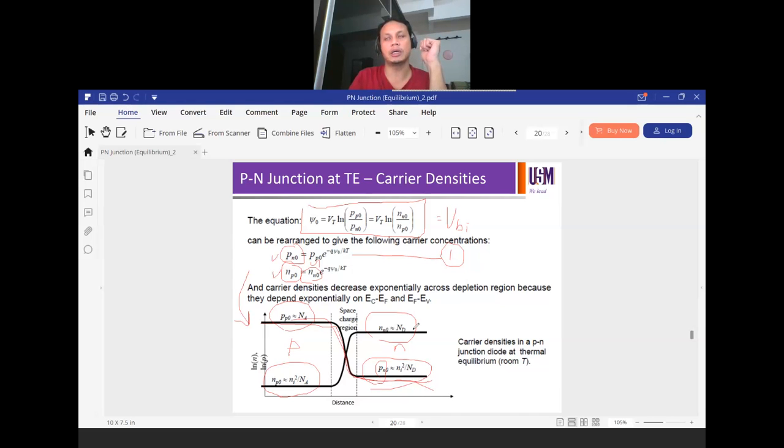So therefore, you can also calculate electrons on the left hand side as well, because electron is the majority on the right hand side, and then it goes off like this, and then electron becomes minority on the left hand side. So you also want to know how much is the exact concentration of electrons in P-type material after they are diffused, right? And that will be given by NP naught, equal to NN naught exponential Q psi or VBI over KT.